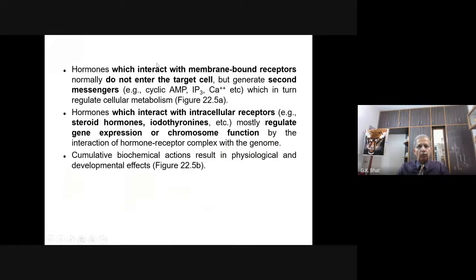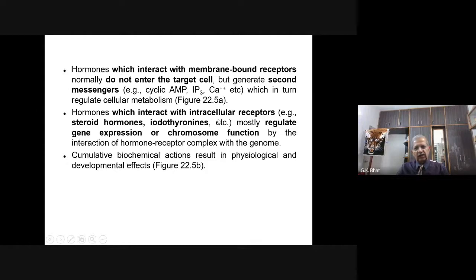Now, hormones which interact with the membrane-bound receptors normally do not enter the target cell. Membrane-bound receptors allow the hormone to come to the plasma membrane only. After that, they never allow it to go inside. These hormones do not enter the target cell, but they generate second messengers. Which are the second messengers? Cyclic AMP, IP3, calcium, etc., which in turn regulate the cellular metabolism.